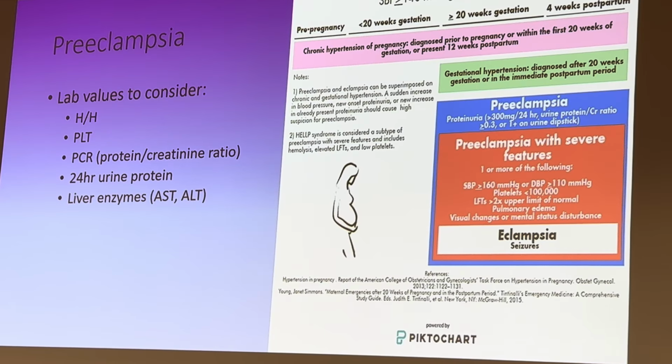So usually when we say low platelets, or what's the other word for low platelets? What's the fancy word? Thrombocytopenia, right? So that's a fancy term for low platelets. It's going to be less than 100. PCR, or protein to creatinine ratio, so this is just one urine sample that gives us a protein to creatinine ratio. And if that number is 0.3 or higher, that's diagnostic for preeclampsia.